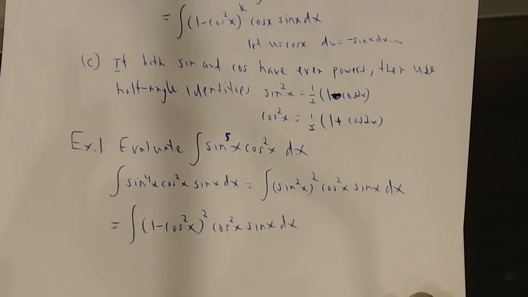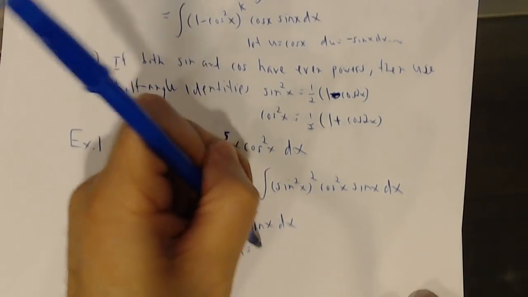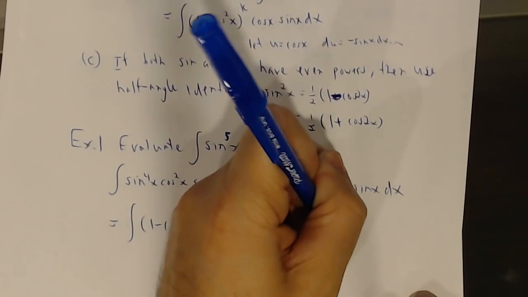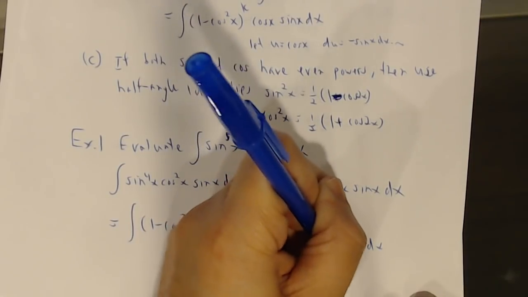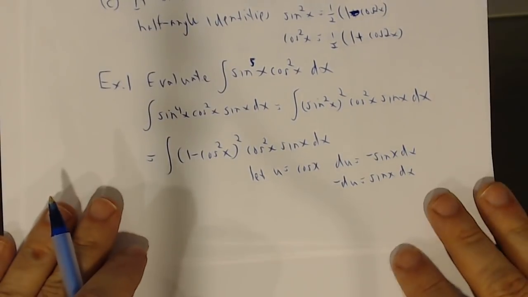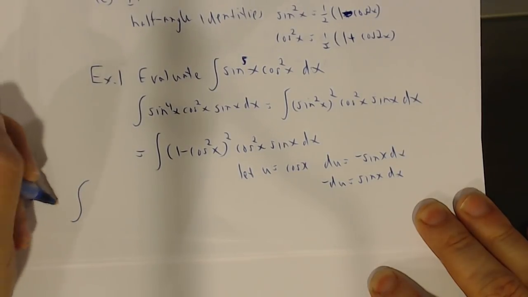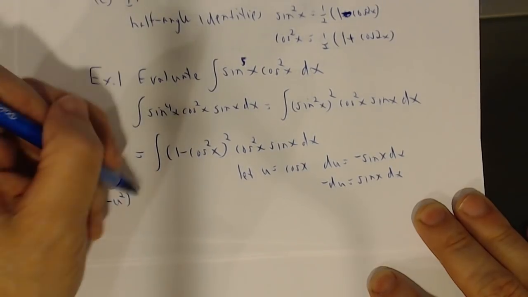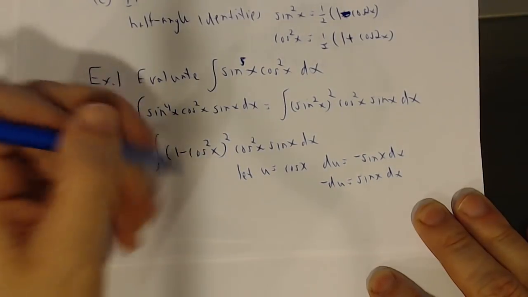So now we're ready to use u substitution. Let u equal cosine x. Then du is negative sine x dx, which means negative du is equal to sine x dx. So let's finish this off. What does this become now? This becomes the integral of 1 minus u squared, quantity squared, times u squared, and then the sine x dx becomes, let's put a negative out front, a du.